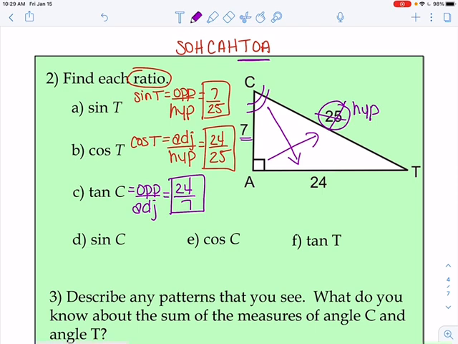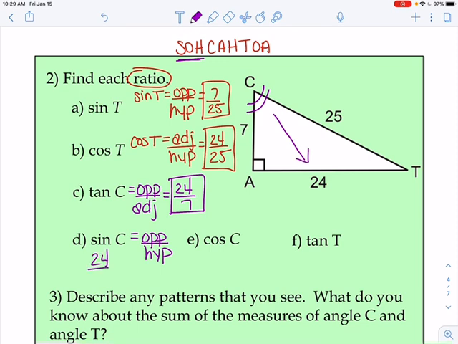Next, I need the sine of C. Again, we're still talking about everything in relation to C here, and I need the sine. So I need the opposite over the hypotenuse. Directly opposite C is 24, and the hypotenuse, the side across from that right angle, is 25. So the sine of C is 24 over 25.